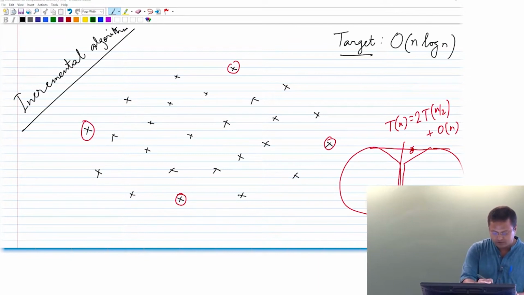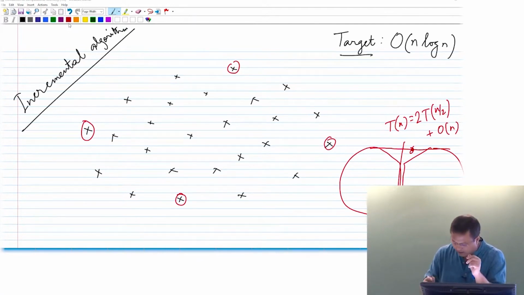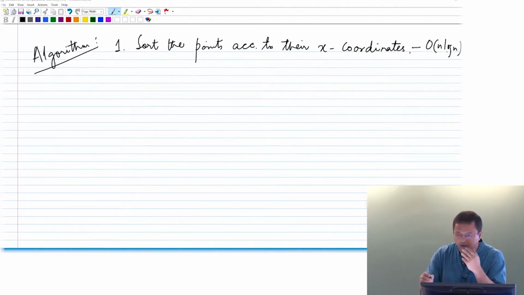Now, all the coordinates are integral or rational coordinates. That is the assumption I started with. Okay. The order is n log n. I wrote here n log n.